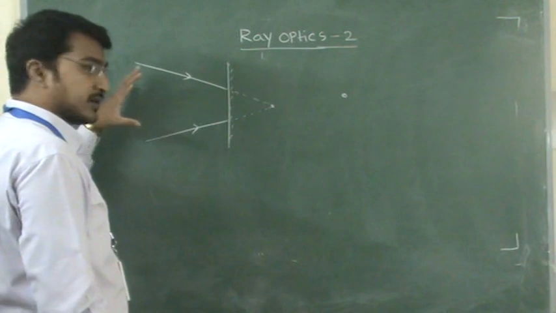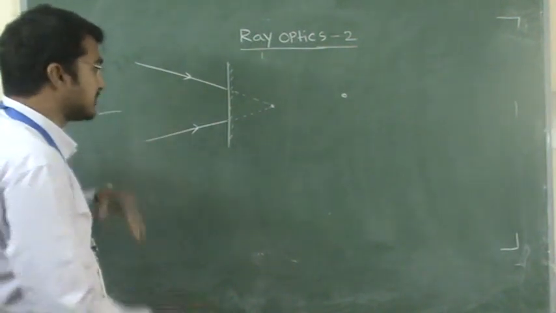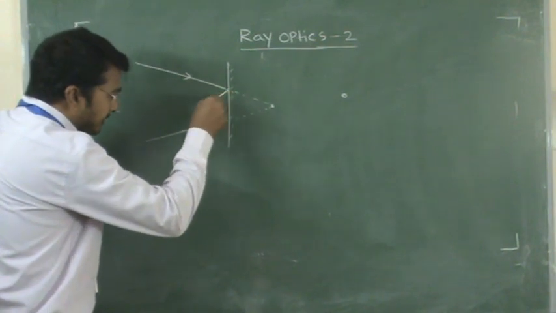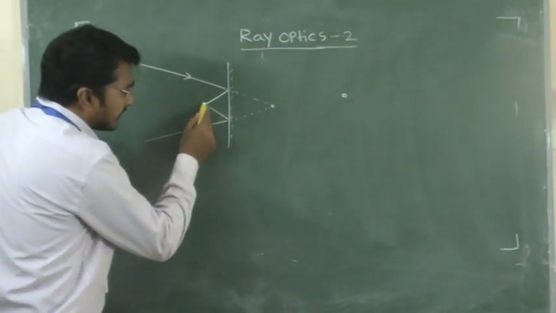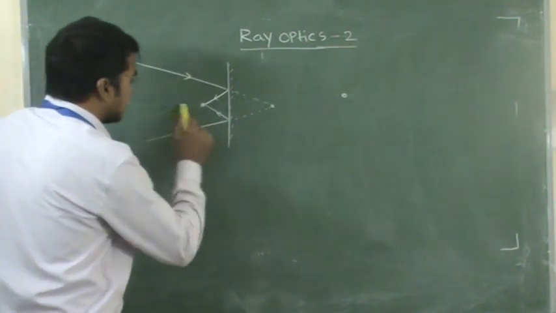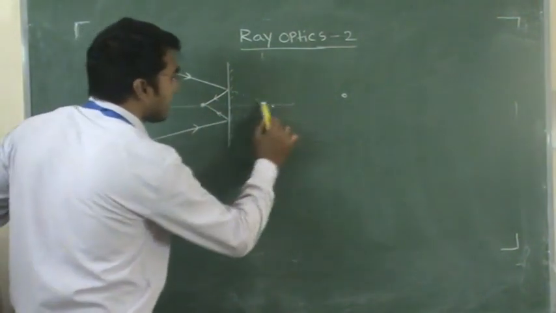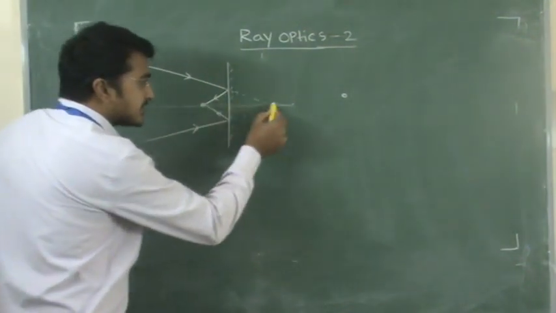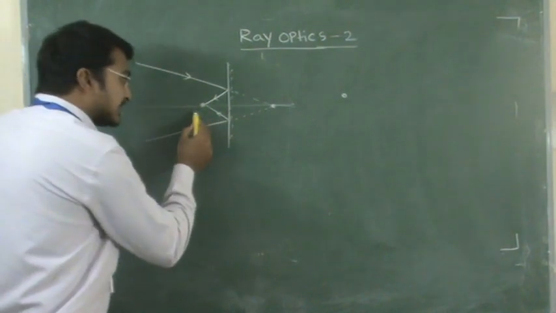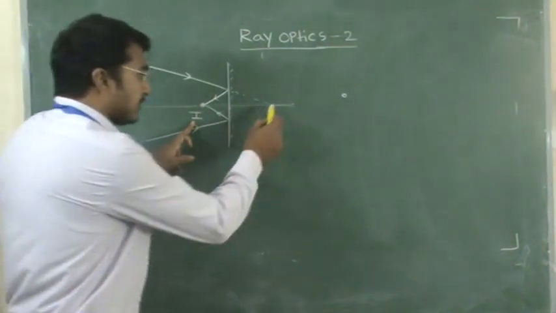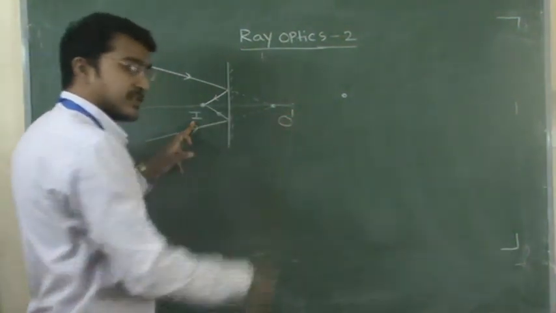So those are actual rays. The rays diverge from the source, are incident on the mirror and reflected back, and here they intersect each other. If you take one straight line here, the object is somewhere here. So for this, real object, real image, but this we call O dash.